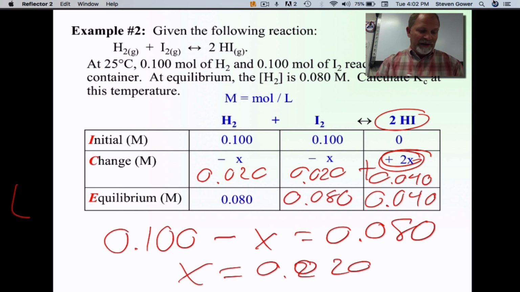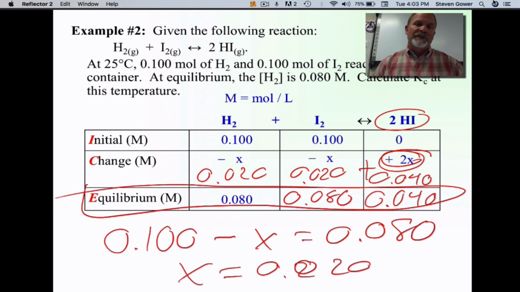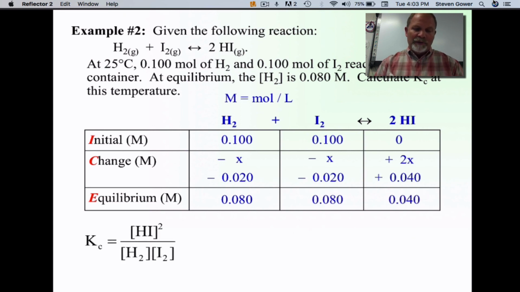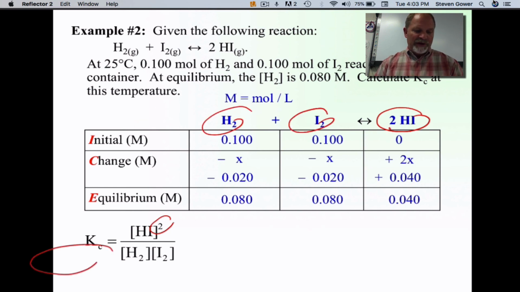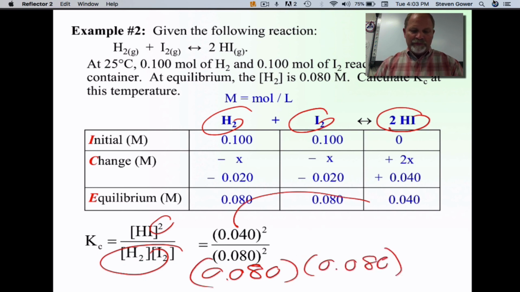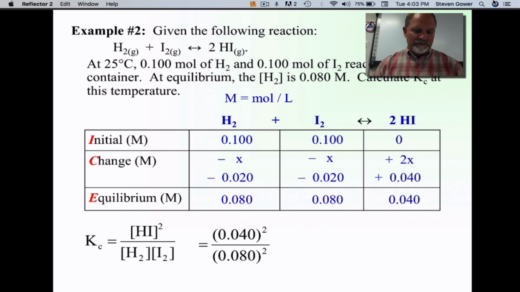Once I get my answers for E, those are the values I plug into my equilibrium expression. So what was my equilibrium expression? It was the concentration of my product raised to the power of its coefficient, divided by the concentration of my reactants, both raised to the power of 1. So I plug that in and I square it. Now these were 0.080 times 0.080, but I just shortened it up and squared it, correct? So that's all it is. And then we solve. There you go. There's your test. Good luck. We'll see you guys tomorrow.